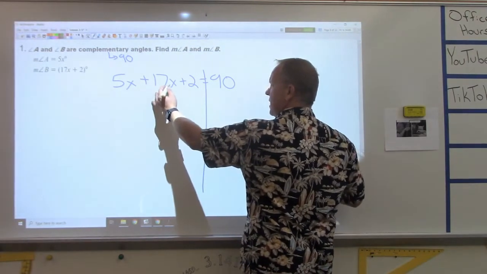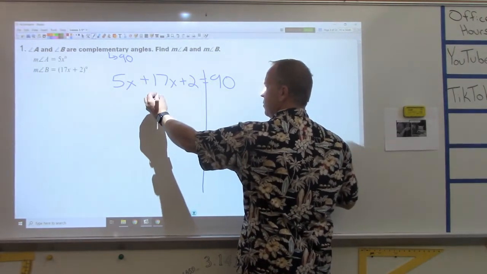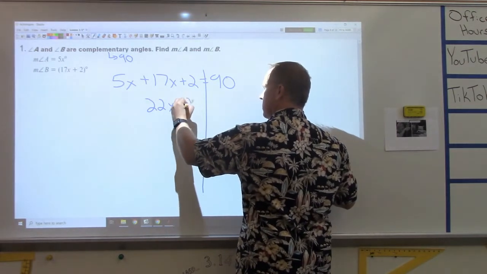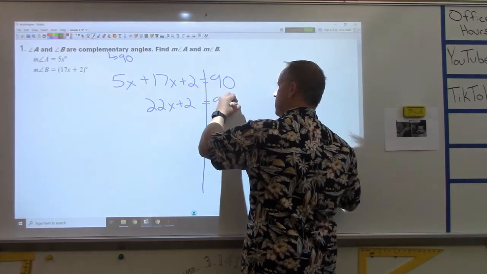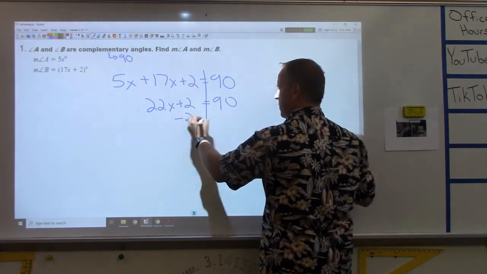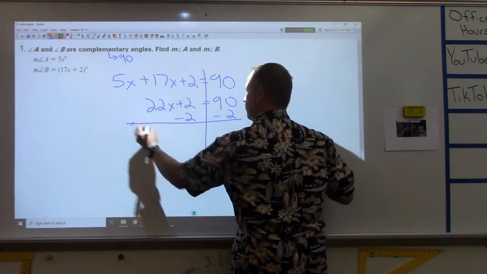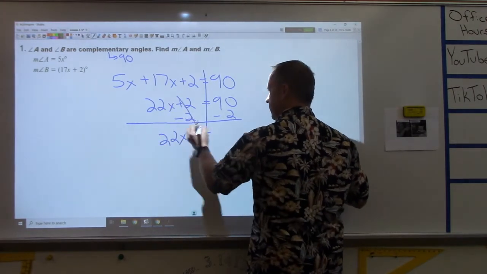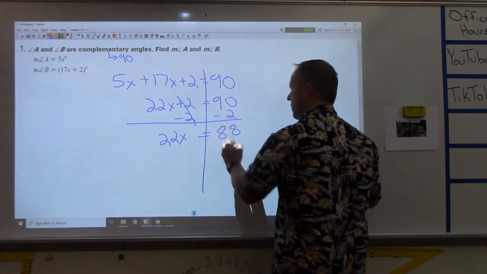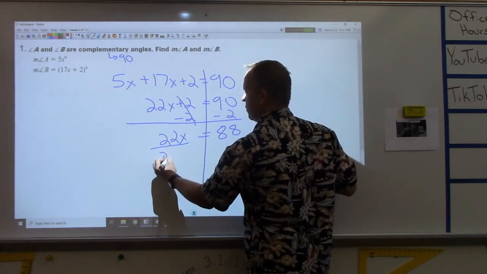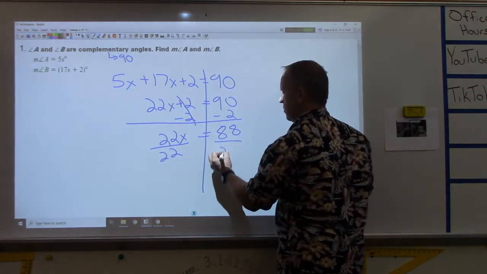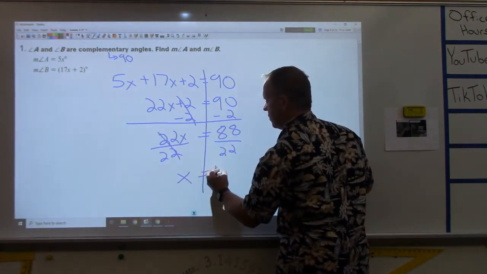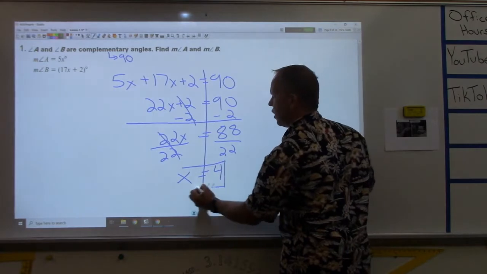5x plus 17x are on the same side of the equal sign, so put those together. Subtract 2 from both sides. Divide by 22. X equals 4. That is not your answer.